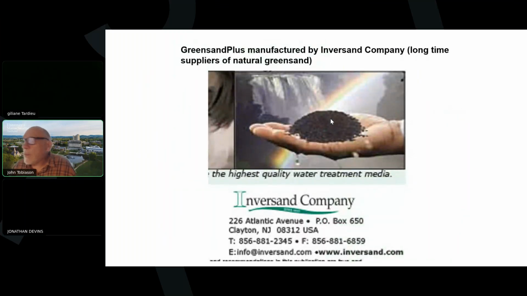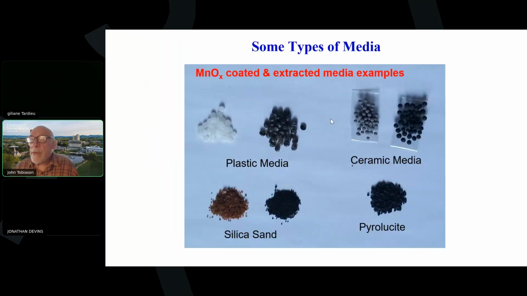Since then, we don't really mine it anymore, but companies like Inversand make a product called Green Sand Plus. That's a manufactured media with a manganese oxide surface. But it turns out any media can get a manganese oxide surface. These are some pictures of plastic media, for example, an upflow roughing filter, that on the right side is the manganese coated, and on the left is the manganese extracted in the lab.